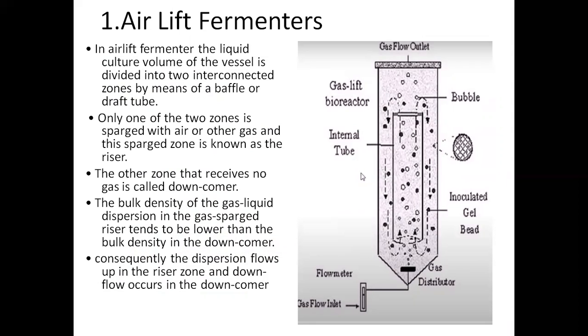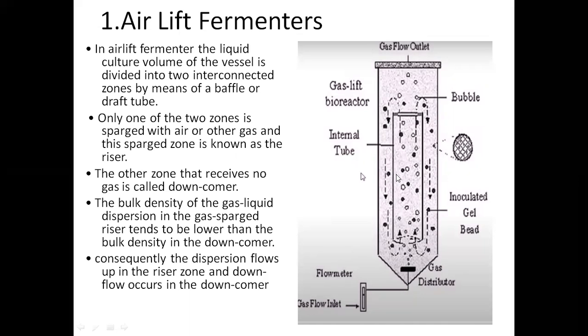What happens in this type of fermenter is that the body of the fermenter vessel is divided into two zones. In the airlift fermenter, the liquid culture volume of the vessel is divided into two interconnected zones with the help of a baffle, or you can call it a draft tube. And there are two sections, the internal section and the outer region, the upcomer and the downcomer.